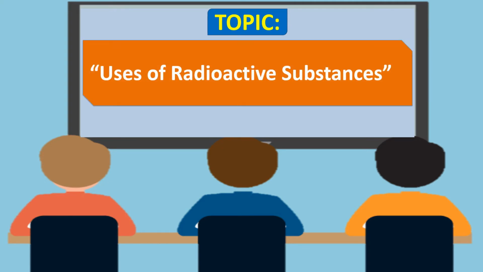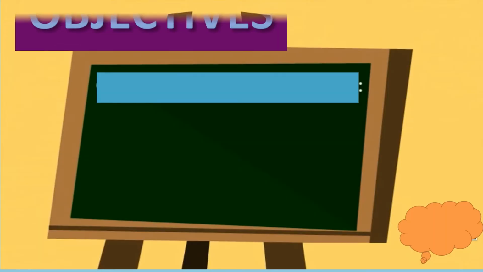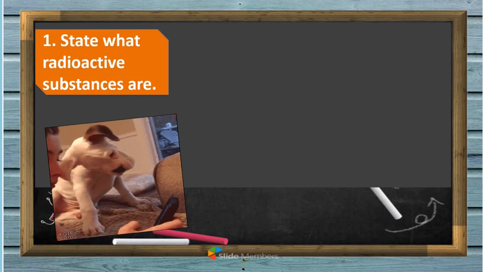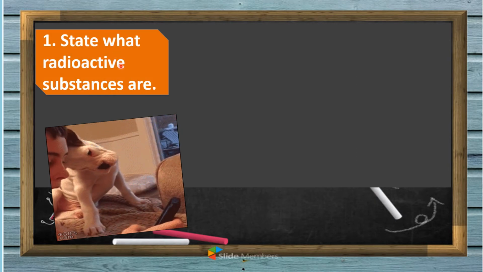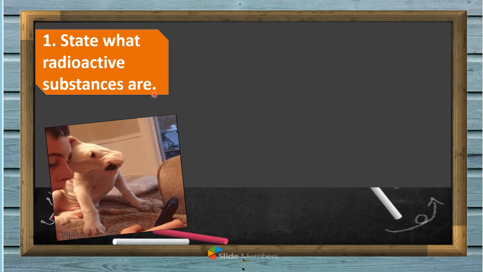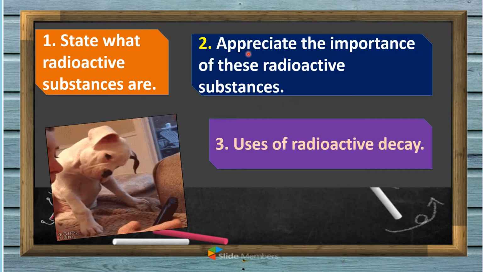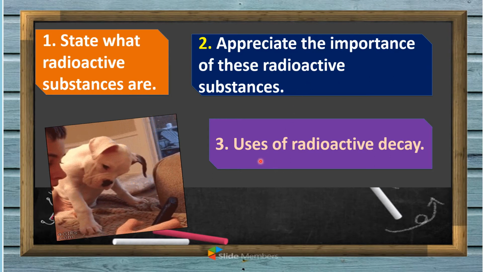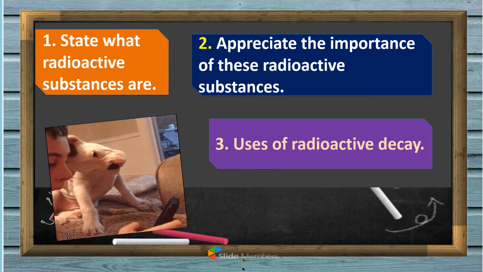So for today, we are going to discuss the uses of the radioactive substances. Objectives. Number 1, state what radioactive substances are. Number 2, appreciate the importance of these radioactive substances. And number 3, uses of radioactive substances.